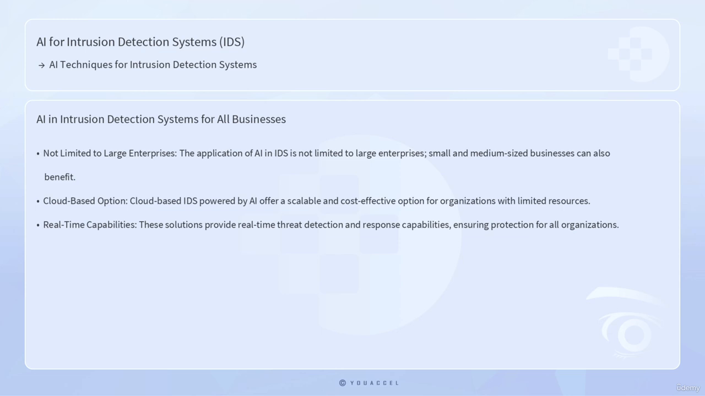Furthermore, the application of AI in IDS is not limited to large enterprises. Small and medium-sized businesses can also benefit from AI-enhanced security solutions. Cloud-based IDS powered by AI offer a scalable and cost-effective option for organizations with limited resources. These solutions provide real-time threat detection and response capabilities, ensuring that all organizations, regardless of size, can protect their digital assets from cyber threats.